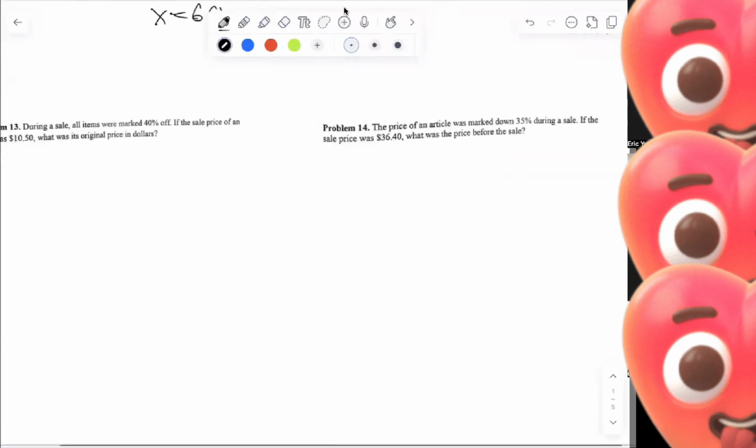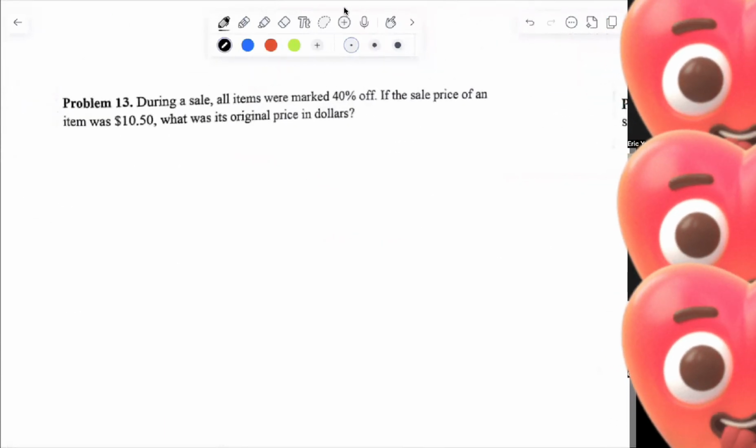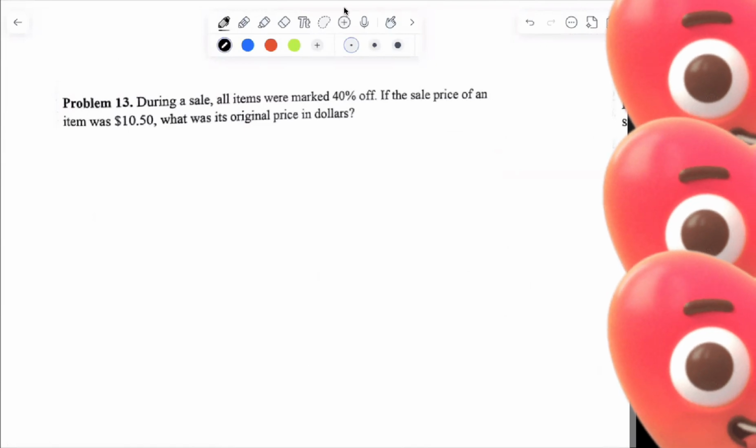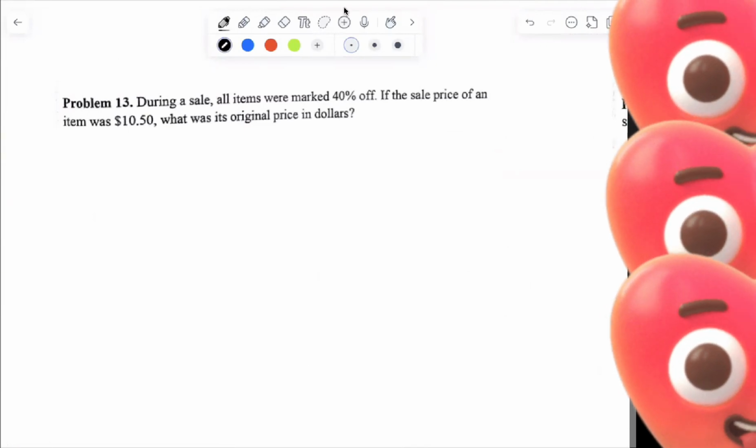Right? Let's move on to problem 13. During the sale, all items are marked 40% off. If the sale price of an item was $10.50, what is its original price in dollars?